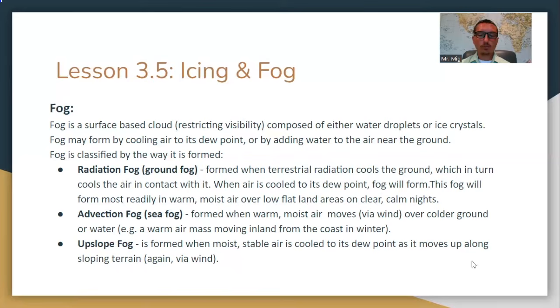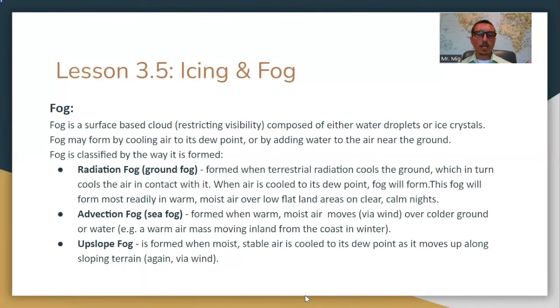Advection fog, or sea fog, is formed when warm, moist air moves via wind over cooler ground or water. An example is a warm air mass moving inland from the coast in the winter. So maybe in my area, the water might be warmer than the air. Usually it is, and so that could cause that sea fog. You'll see this in other areas as well.